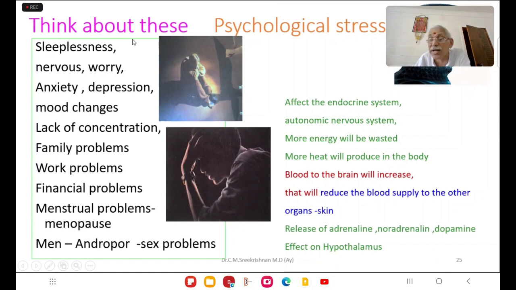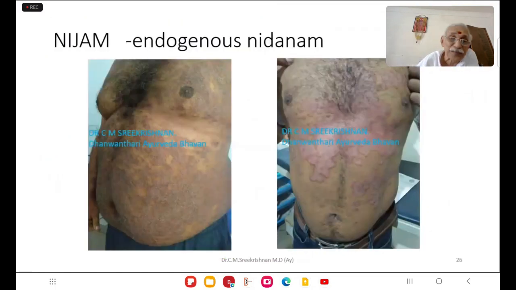So gradually the skin resistance will become very weak, and that causes skin disease. So this is very relevant nowadays. That is telling you about lifestyle. Our present-day lifestyle is a very prime etiological factor for the causation of dermatological problems.